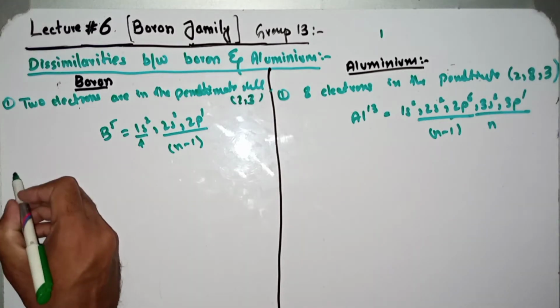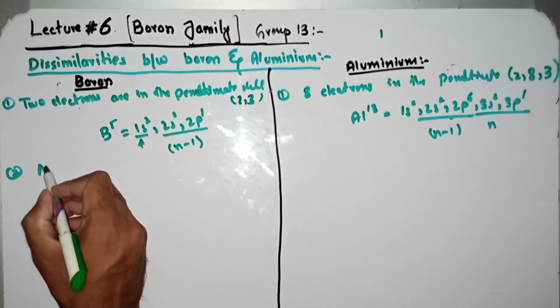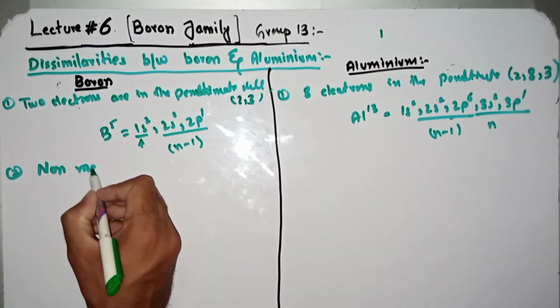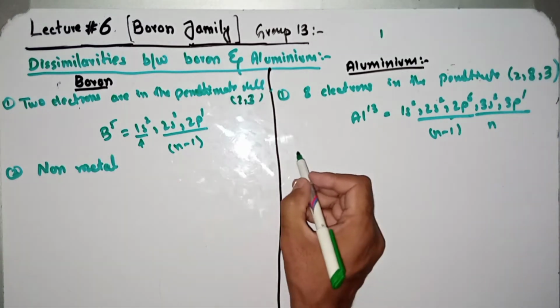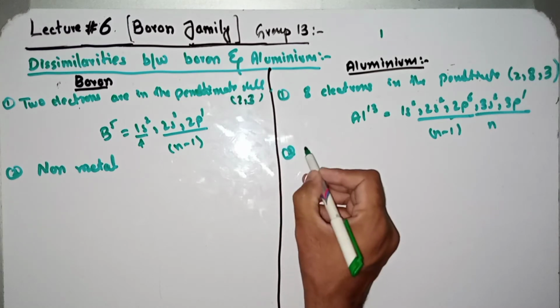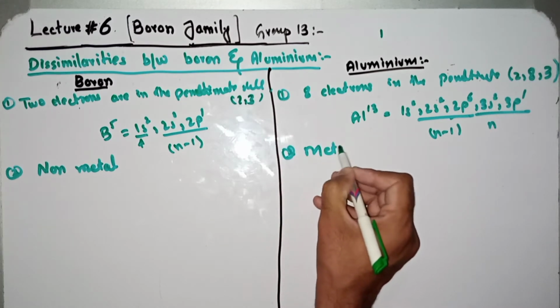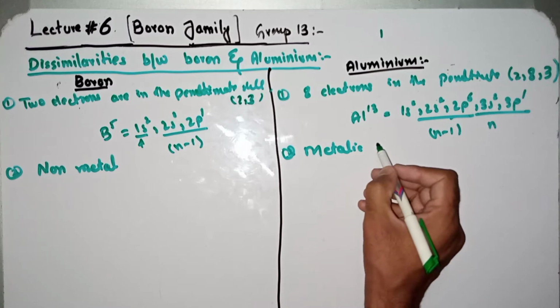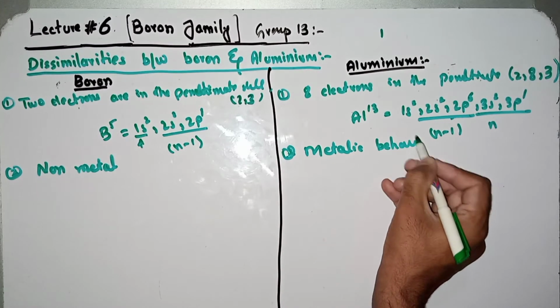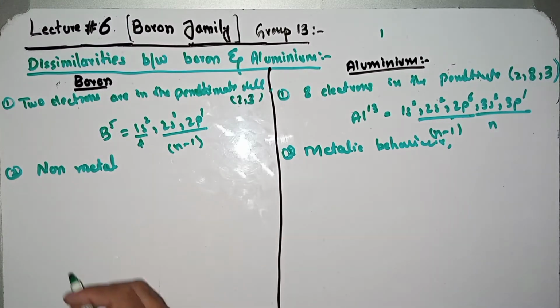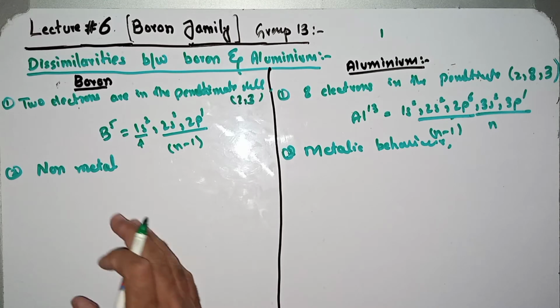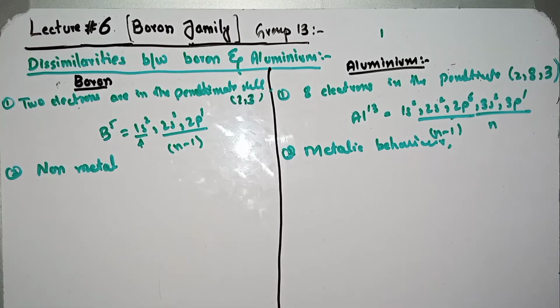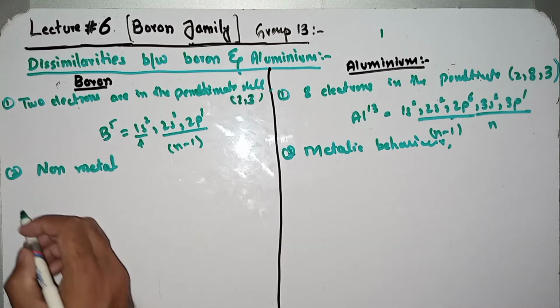The second difference is that boron is a non-metal. Boron shows non-metallic behavior, while aluminum shows metallic behavior. Why doesn't boron show metallic behavior? Because it has a very small size. Due to its small size, it has high ionization energy, so that's why it shows non-metallic character.